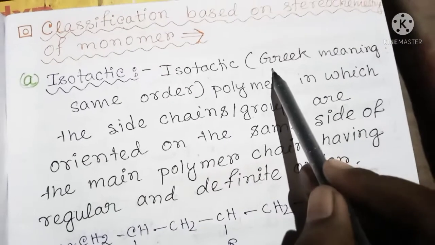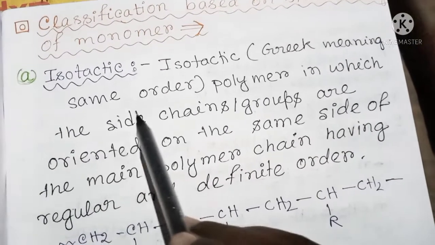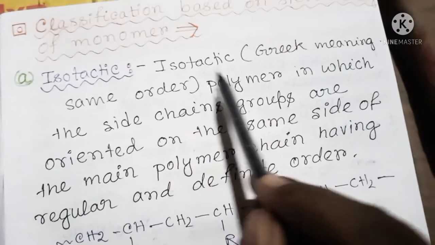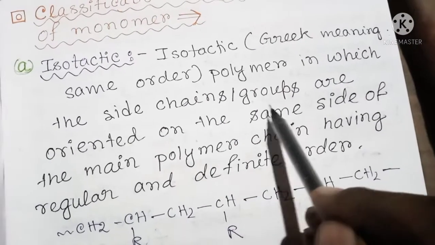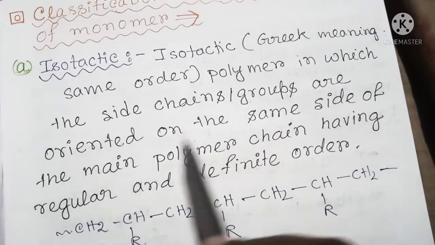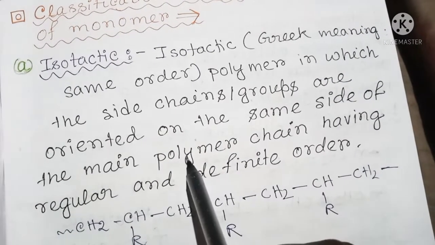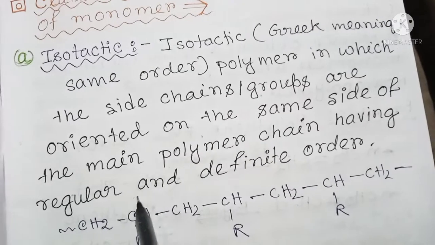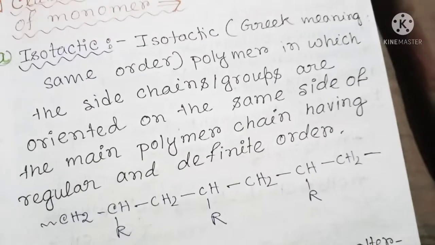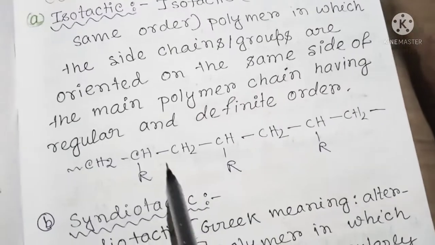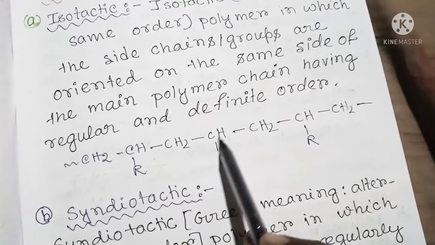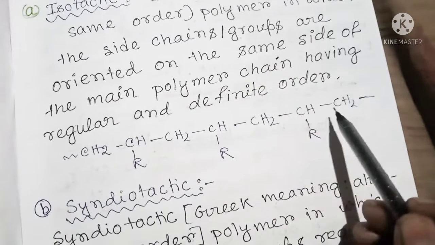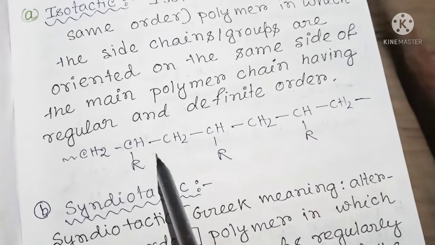So, isotactic polymer is one in which the side chains or groups are oriented on the same side of the main polymer chain, having regular and definite order. Let's see the example: CH2CHR, CH2CHR, CH2CHR, CH2. Here the order is same. So, this is isotactic polymer.